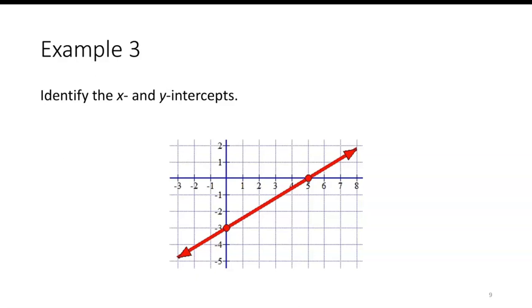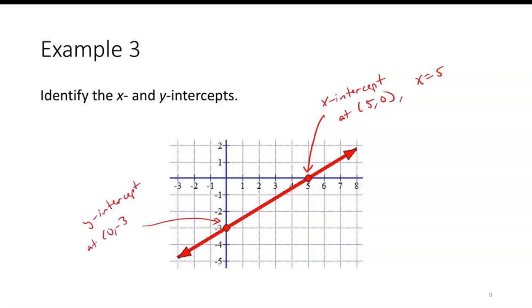So on this example, where it crosses the x-axis, the horizontal axis, that would be an x-intercept. And it looks like that's going to be at the point (5, 0). Or we just say x equals 5. The y-intercept, where it crosses the vertical axis, looks to be at -3. So the y-intercept is at (0, -3). Or we just say y equals -3.